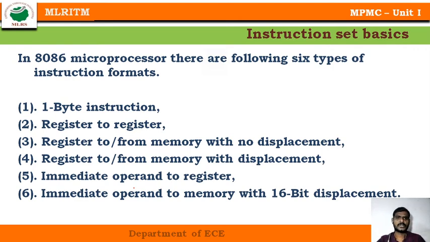So based on that, the instructions have been classified as single byte instructions, register to register instructions, register to or from memory without a displacement, register to or from memory with a displacement, and immediate operand to the register or immediate operand with the memory. So these are the six basic types of information we can transmit.